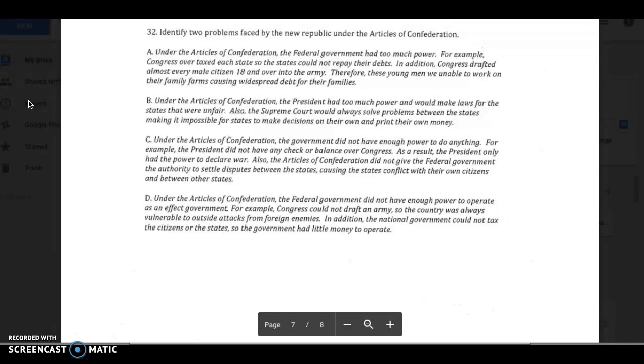B. Under the Articles of Confederation, the president had too much power and would make laws for the states that were unfair. Also, the Supreme Court would always solve problems between the states, making it impossible for states to make decisions on their own and print their own money.